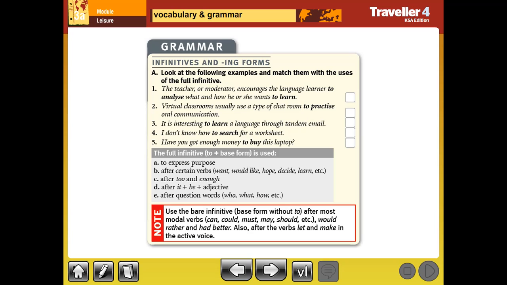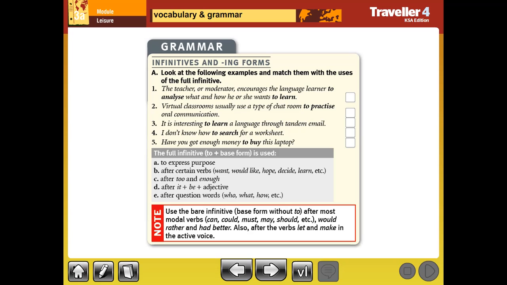Now, look at the box. You see yellow color, gray color, and a box in red. Go to the gray part. The gray box. الجزء الرمادي اللون. Look at the title: the full infinitives. Between the two brackets, to plus base form. When do we use to plus the base form of the verb? As you see, A, B, C, D, E.